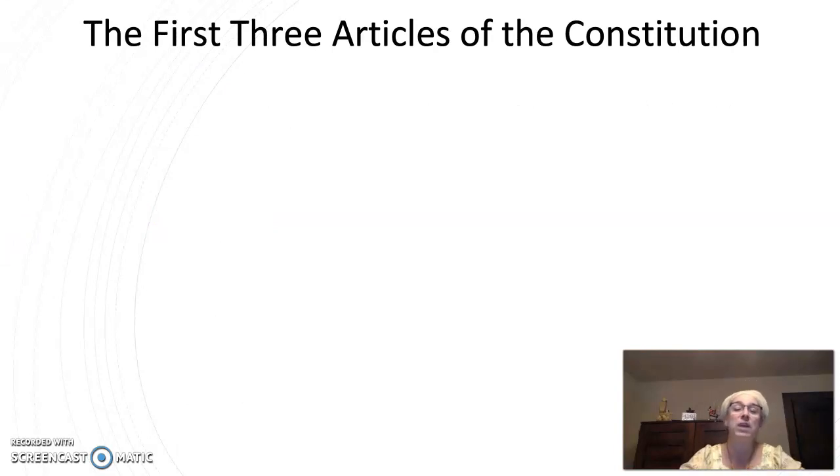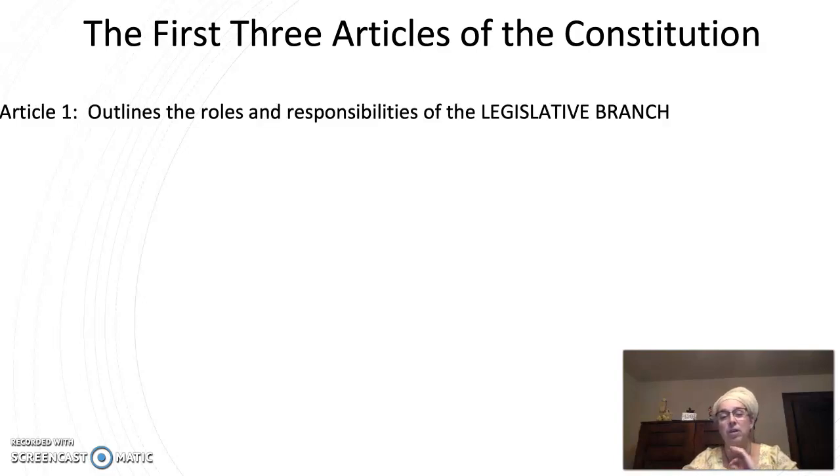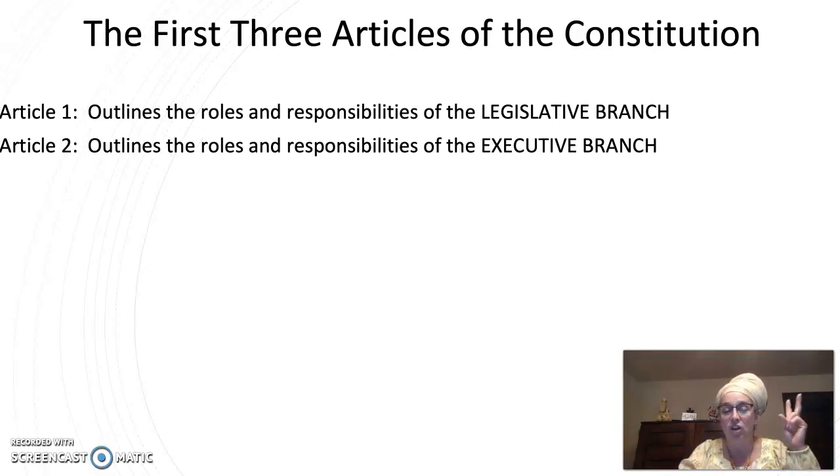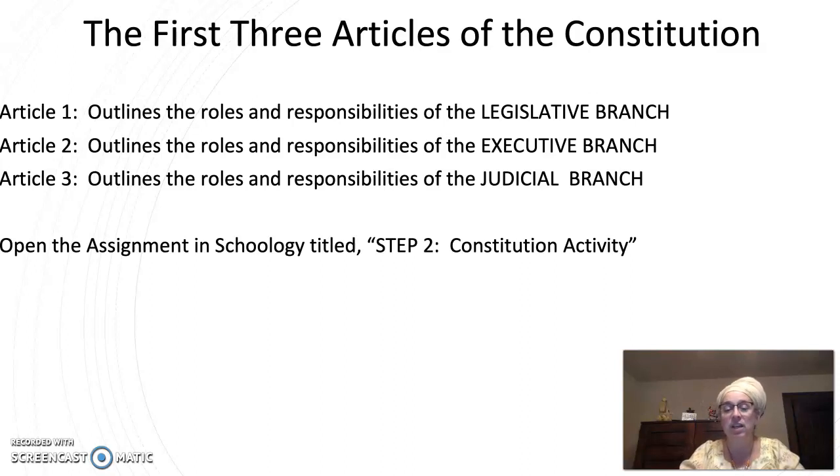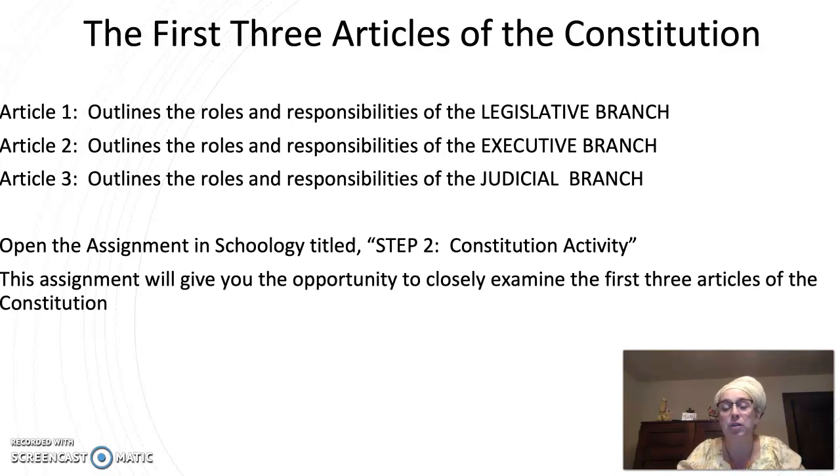So the first three articles of the Constitution talk specifically about the three branches. Article 1 outlines the roles and responsibilities of the legislative branch. Article 2 outlines the roles and responsibilities of the executive branch. Article 3 outlines the roles and responsibilities of the judicial branch. So now what you guys are going to do is open the assignment in Schoology titled Step 2, Constitution Activity. This assignment is going to give you the opportunity to closely examine the first three articles of the Constitution. And that is what you're going to do today and tomorrow.